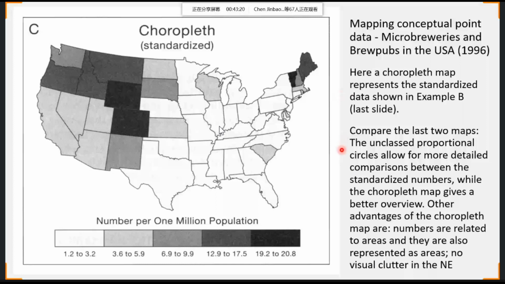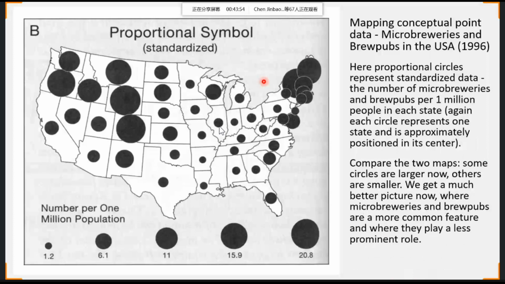Now compare these two. The unclassed proportional circles allow for more detailed comparison between the standardized numbers, while the choropleth map gives a better overview. Other advantages of the choropleth map are numbers are related to areas, and they are also represented as areas. And you have not the problem with visual clutter in the northeast. So northeast is here, this area of the states. I go back. Here, you have visual clutter.